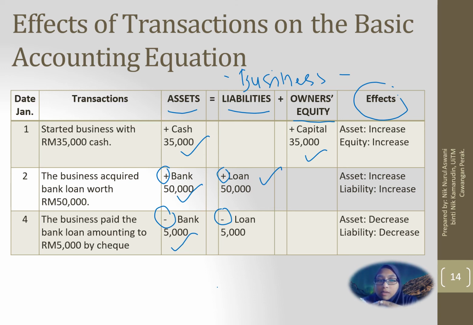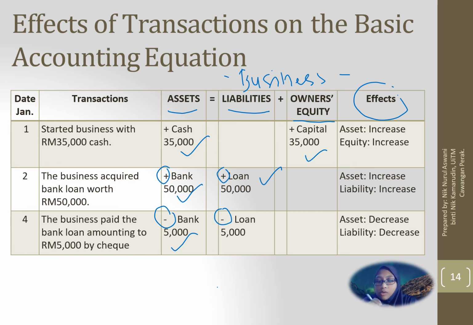What happened to the asset? Asset increases. Anything happened to the liability? No, but there is an increase in equity. Number 2: you receive money. What happened to your asset? Increase. Where does this money come from? From the bank loan. Bank loan under which category? Liability. So asset increase, liability increase.